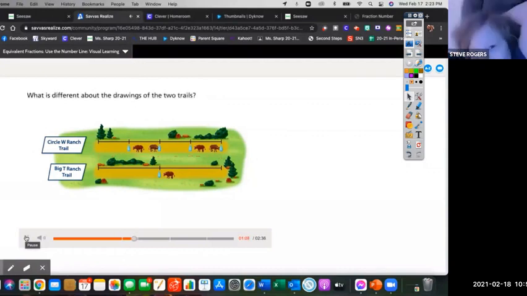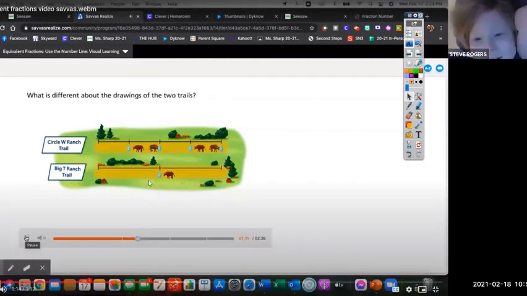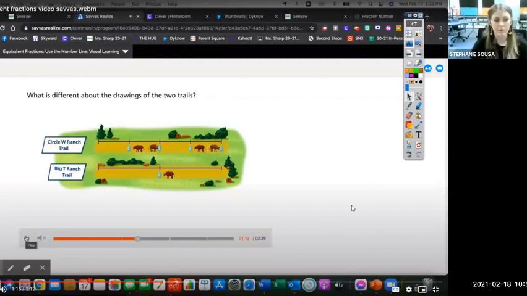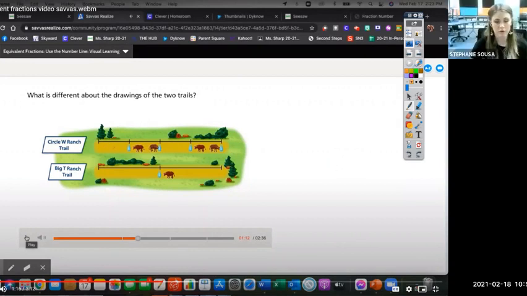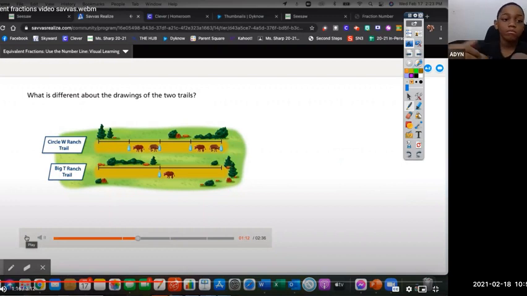What is different about the drawings of the two trails? Let's frame our thinking for math. What is different here? What is not the same? There's more animals on one part and less animals on the other part. True. The top for Circle W has more animals. Big T has less animals. What else is different here?